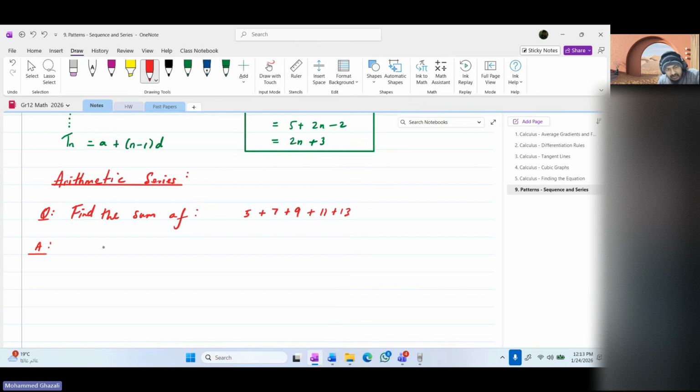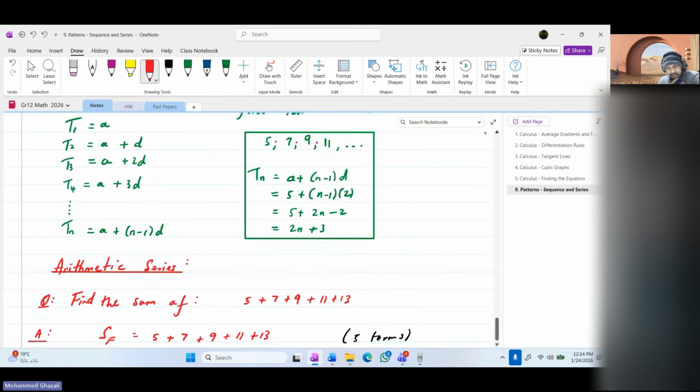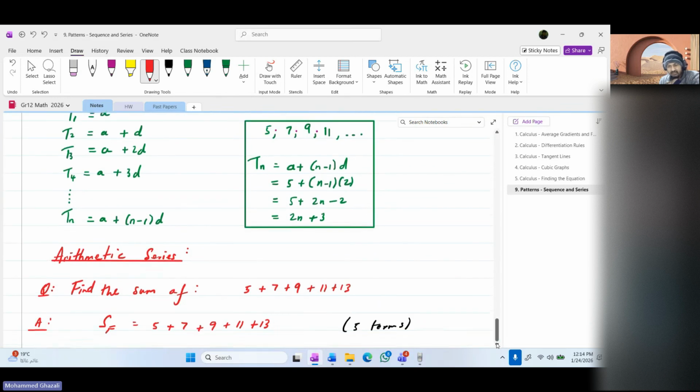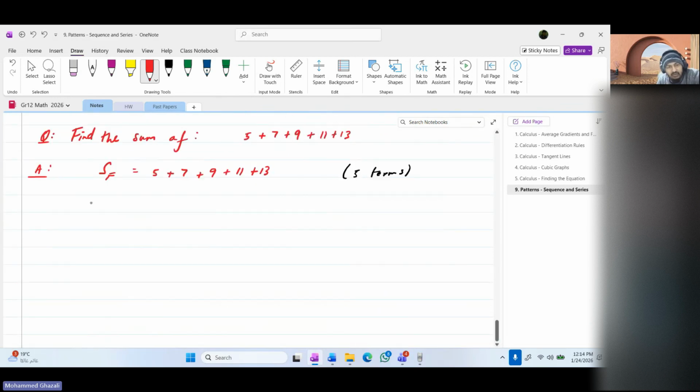So you're going to set up a sum formula. I call it the forward sum. Forward sum is just adding up all this: 5 plus 7 plus 9 plus 11 plus 13. Now you can clearly see there are 5 terms. But if you don't know the number of terms, you set the Tn formula equal to the last value to get the number of terms. Anyways, this is the forward sum. What is the backward sum?